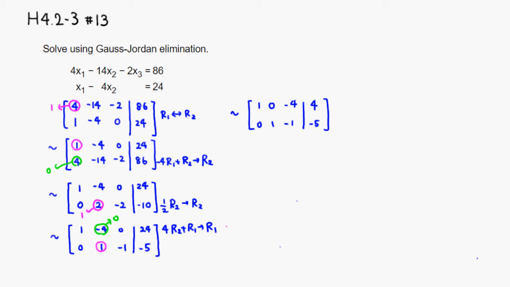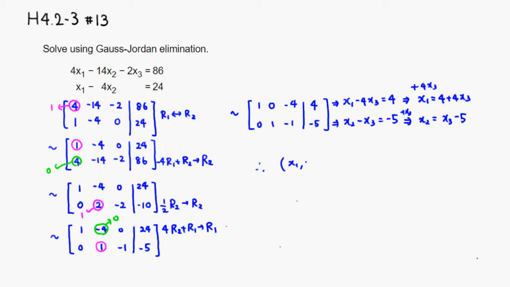So we know that we can rewrite this as equations. The first row is x1 minus 4x3 is equal to 4. And the second row is x2 minus x3 is equal to negative 5. Then solve for x1: by adding 4x3, we get x1 is equal to 4 plus 4x3. And we can add x3 to get x2 is equal to x3 minus 5. Therefore, there are infinitely many solutions.